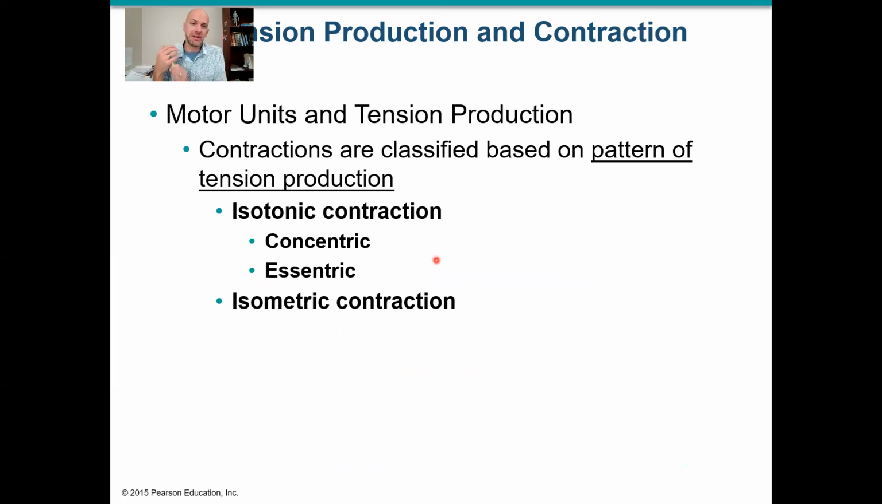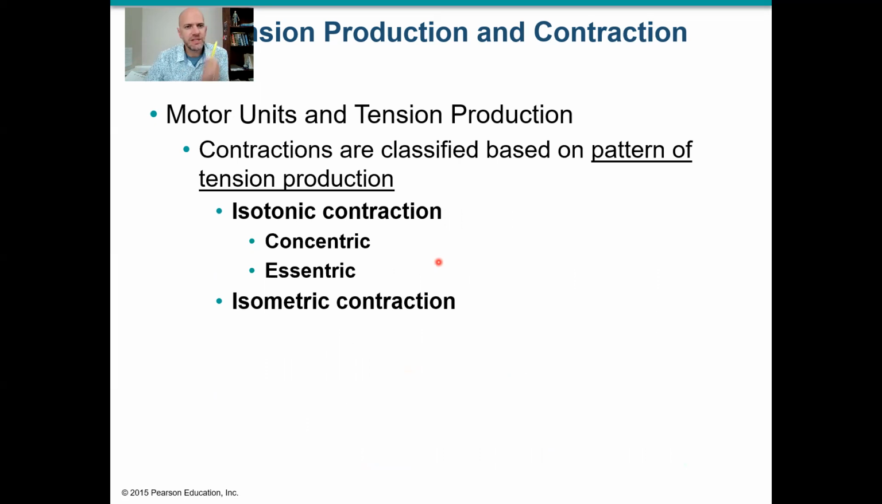So we have to get at the application here. Now that we've understood a little bit about tension, we have to say, well, what are the different types of tension and how do we produce contractions? There's two types, isotonic and isometric, and then there's two subtypes under isotonic.